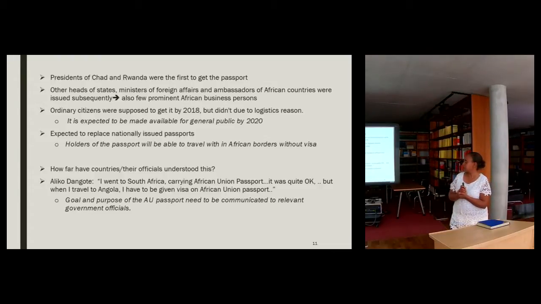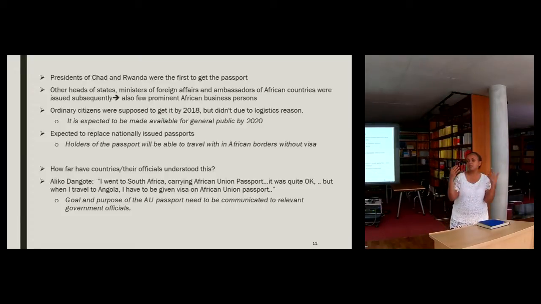But as far as ordinary citizens are concerned, we still do not have that passport. But the idea is that the holders of this passport would be able to travel within African borders without any visa requirement. So how far has that synced within the officials, within the states, is of course something that we need to work on.